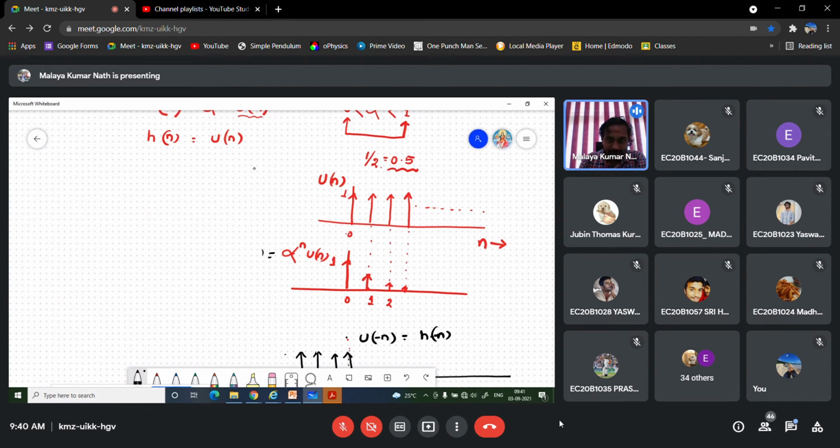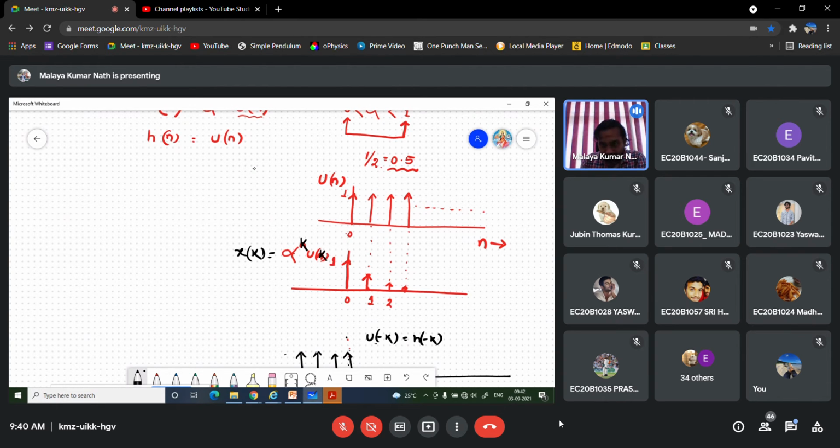So now I will make it x of k. If I make it x of k, this is equal to alpha to the power k into u of k. Now I also have to make another variable k, so that is equal to u of minus k, that is h of minus k.